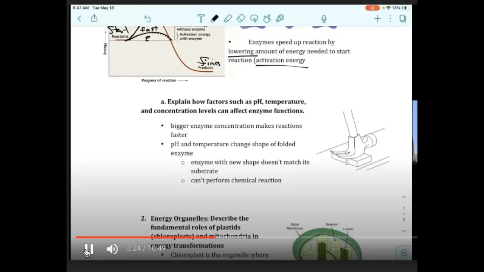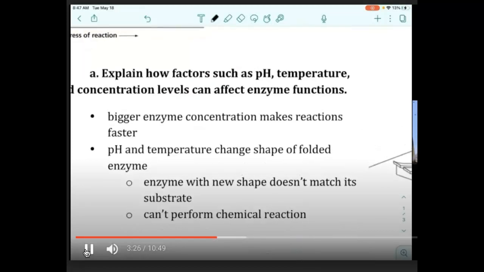Okay, so a couple of things here. Bigger enzyme concentration makes faster reactions. So let's say bigger concentration, faster reactions. Remember, we said if you show up and you're going to build a house and you have lots of people that are going to help you, but you only have one hammer, you're not going to build a house very fast, right? You got to have lots of hammers. The more hammers you have, the faster you get it done.